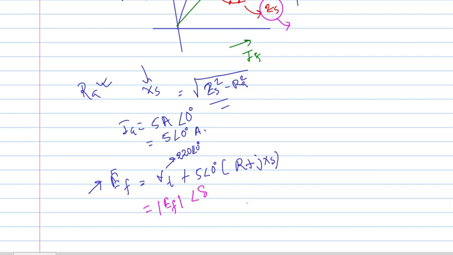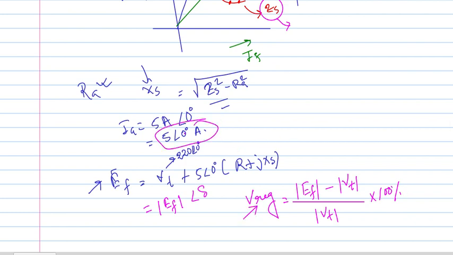To find out the voltage regulation, you have to take only the magnitude part of this EMF, minus Vt, divided by Vt, into 100. That will provide you the voltage regulation of the alternator at this particular loading level. So this much is the theoretical background to perform the experiment.